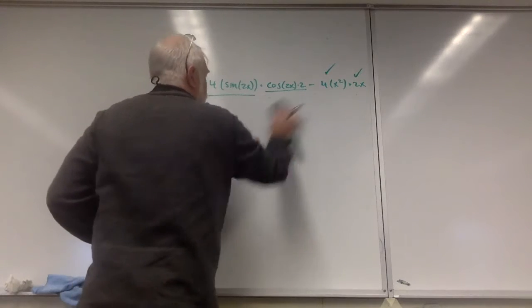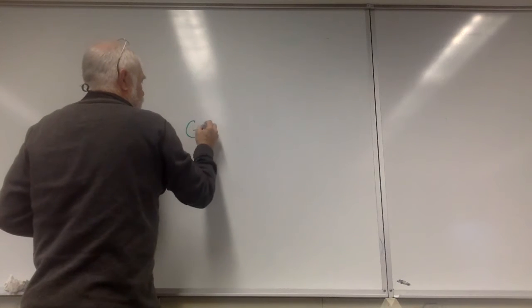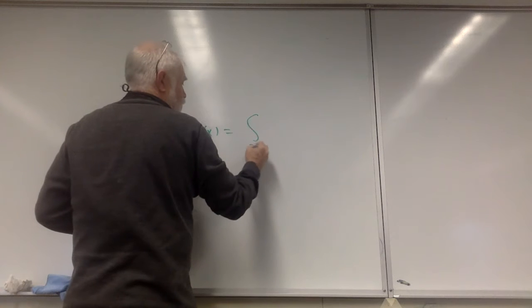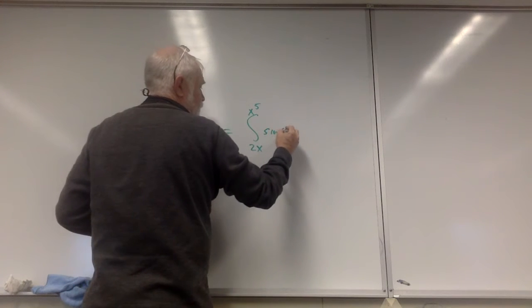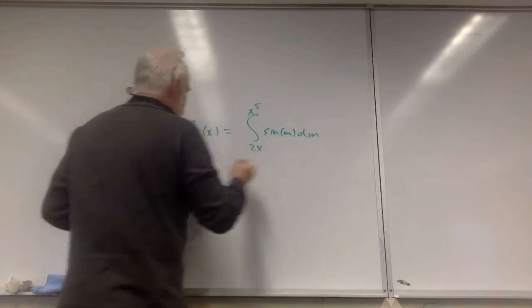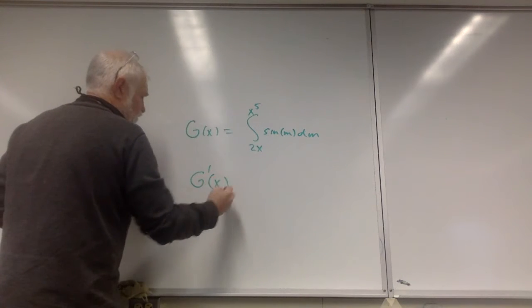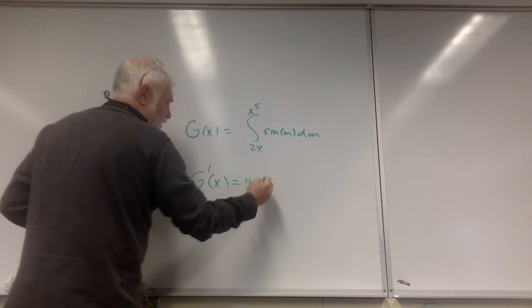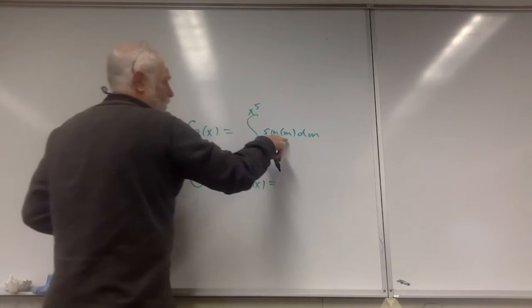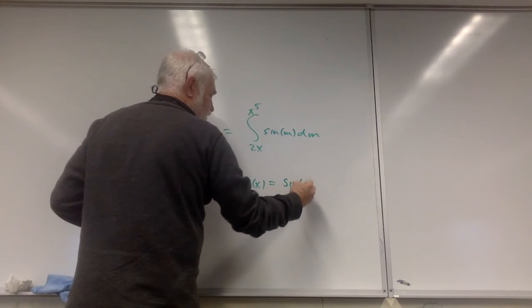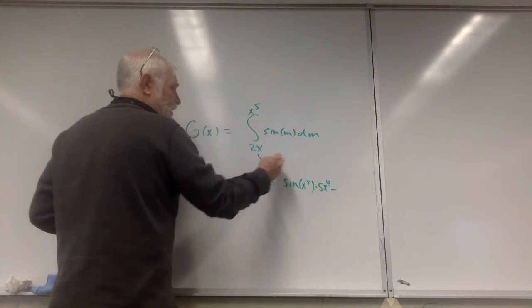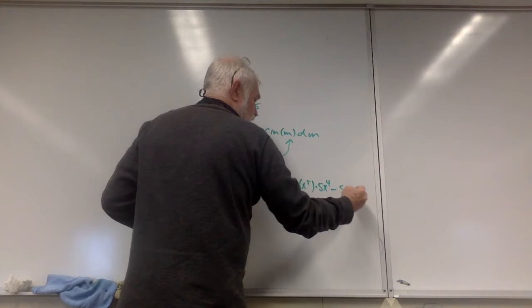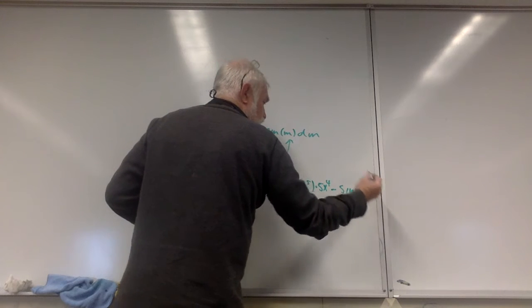So maybe I should just do another quick one and take the shortcut. So let's say we have g of x. G of x is equal to, how about we do the integral from 2x to x to the 5th of sine m dm. What's g prime? Well, I think I drop x to the fifth in, and I get the sine of x to the fifth times 5x to the fourth minus, I dropped 2x in there, the sine of 2x times 2.